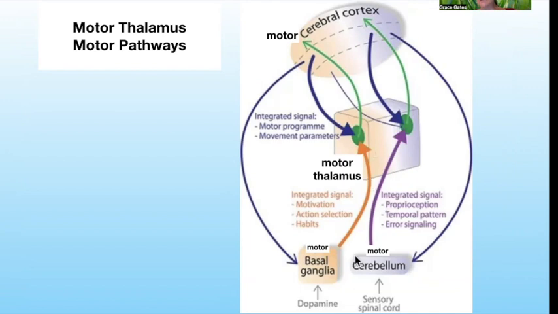There's information going from the basal ganglia and the cerebellum to the motor thalamus, and the thalamus is sending information to motor parts of the cerebral cortex, but the cerebral cortex is also sending information back down to the motor thalamus, and also the cerebral cortex is sending information to the basal ganglia and the cerebellum.